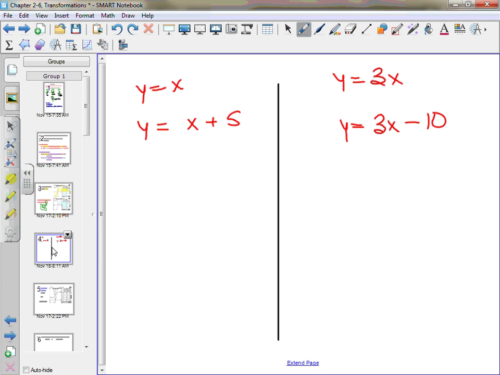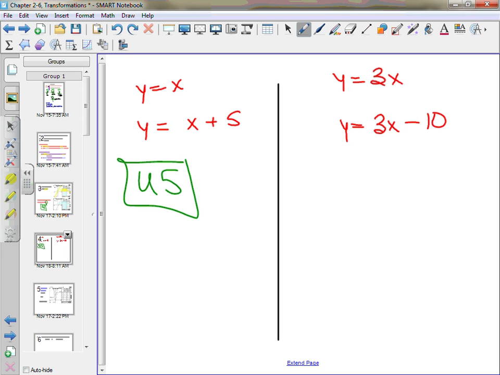If I have Y equals X and Y equals X plus 5, what's happening to it? What does that plus 5 mean? It's going up 5 units. So pretty much, the line itself has not changed one bit. I'm just placing it someplace else on the Velcro coordinate plane. Agree? The place that I'm moving it is up 5 units.